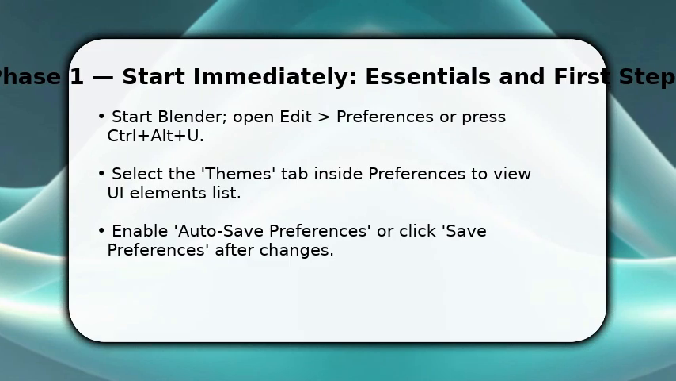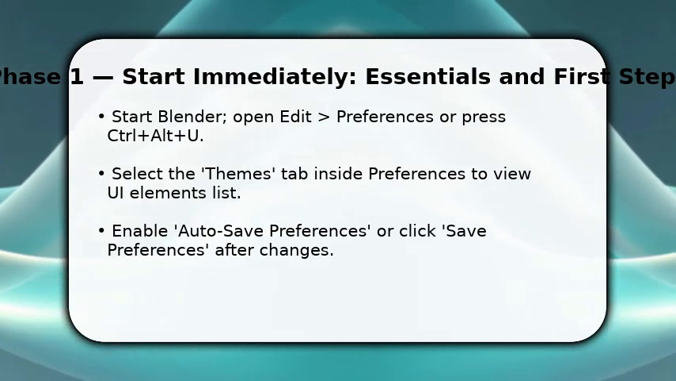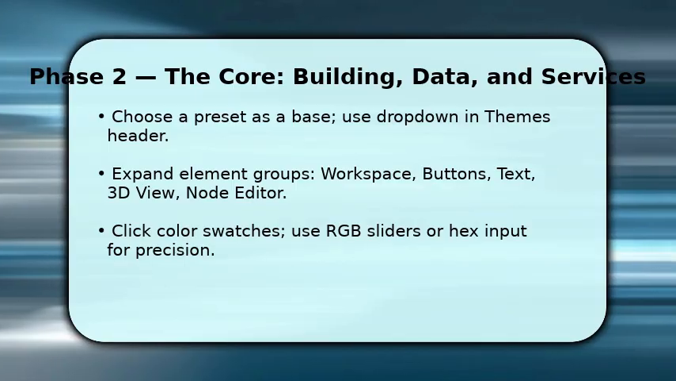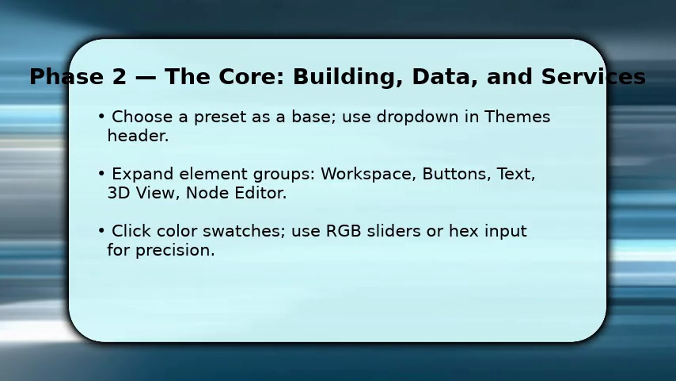Now refine the look. Pick a preset as a base and expand the element groups like Workspace, Buttons, Text, 3D View, and Node Editor. You'll click individual color swatches to edit, use RGB sliders or hex input for exact matches. Once you change one swatch, check related elements because many UI parts inherit colors. Adjust contrast so text remains readable.